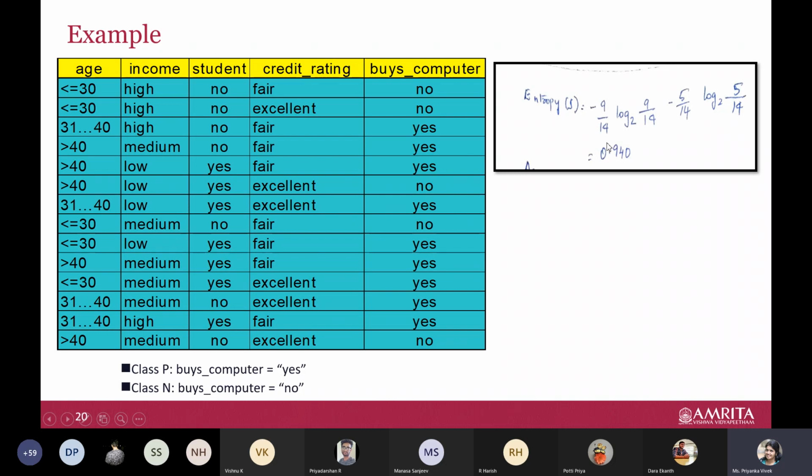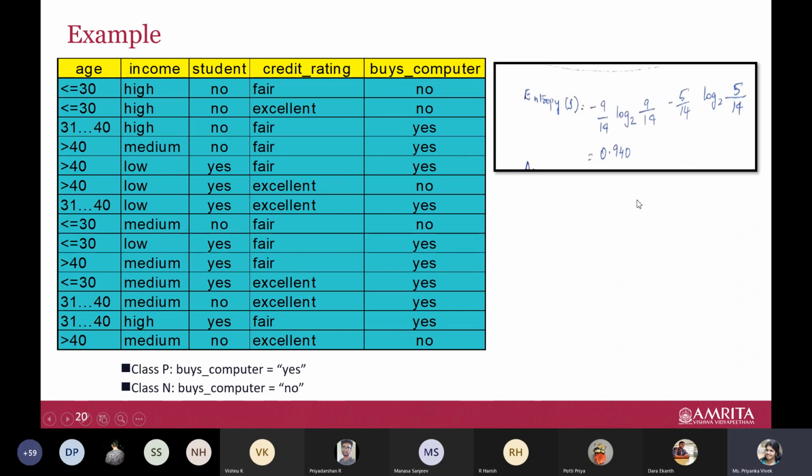That is the proportion for positive examples. So minus 9 by 14 log 9 by 14. That is the first term. Now for the negative proportion, that is 5 samples out of 14. That is the proportion. So 5 by 14 log 5 by 14. Okay, so this would be our entropy of this system. That is calculated as 0.94.